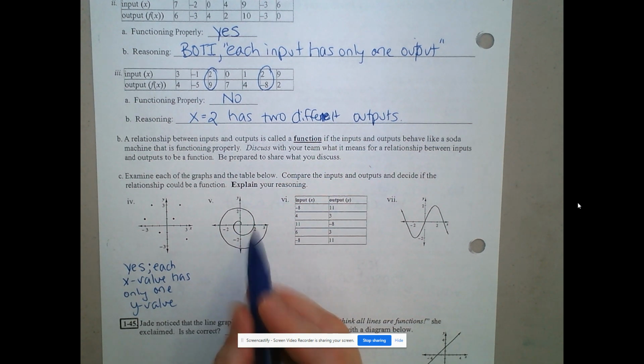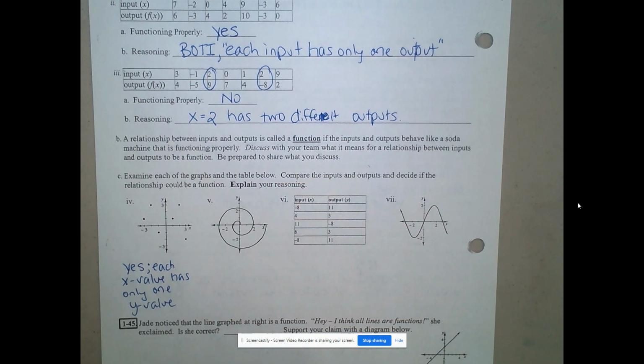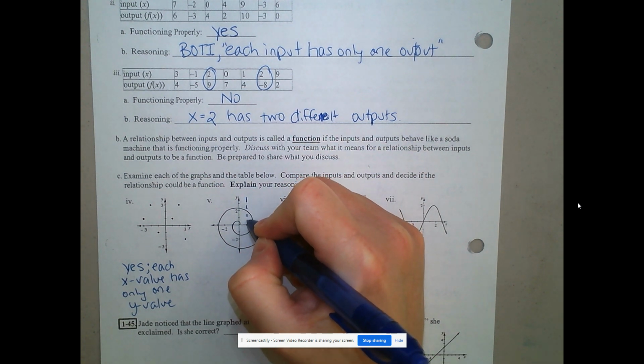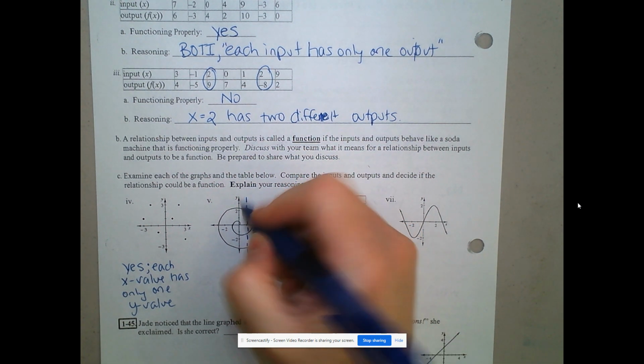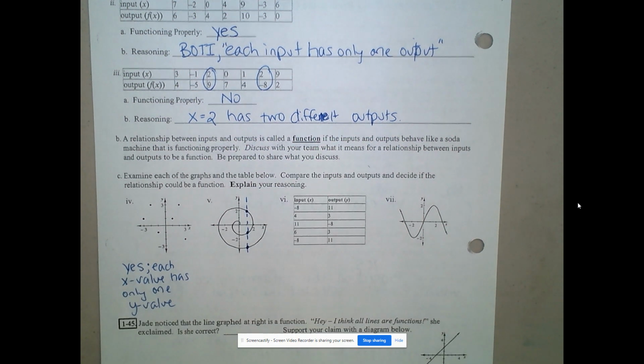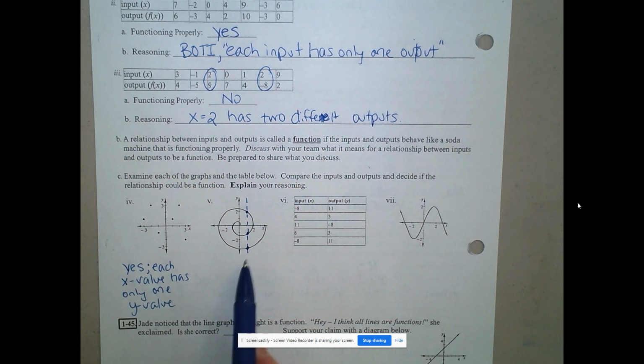Now, this snail shell looking design, you can pick anywhere on there pretty much and find that if you draw a vertical line, it's going to hit this curve in more than one place. So one of the things we do is called the vertical line test. And in this case, we would say this does not pass the vertical line test because it hits more than one place using a vertical line.